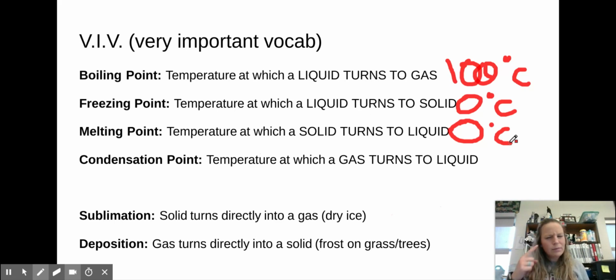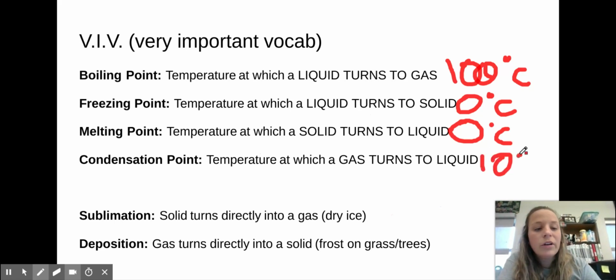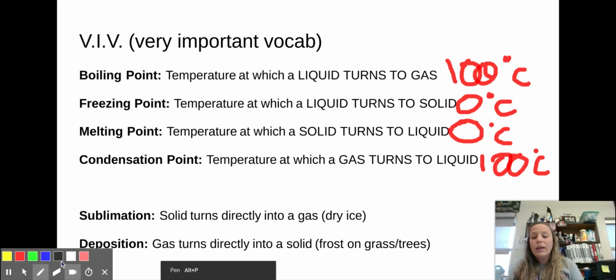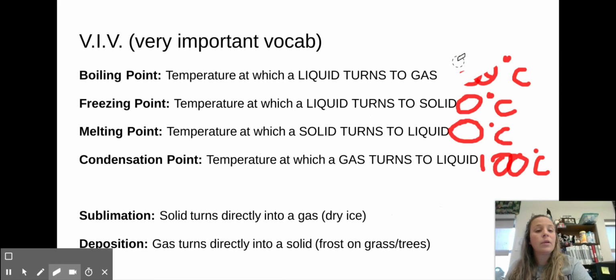Which means then, using our brains, condensation point, when I turn back from a gas to a liquid, opposite of boiling, is also 100 degrees Celsius. So at 100 degrees Celsius, I got a little bit of gas, a little bit of liquid. 1 degree warmer, it's all gas. 1 degree colder, it's all liquid water. Okay, so those are my boiling, melting, freezing, and condensation points.